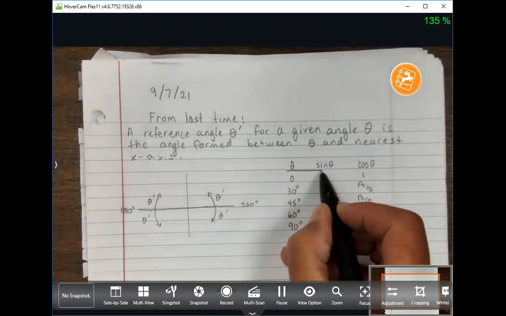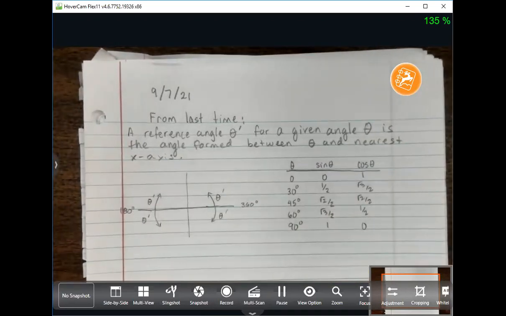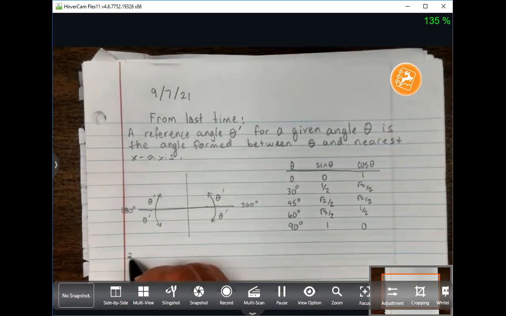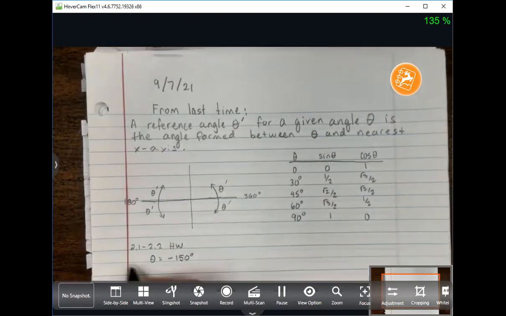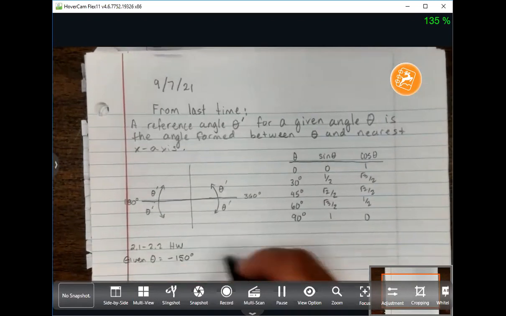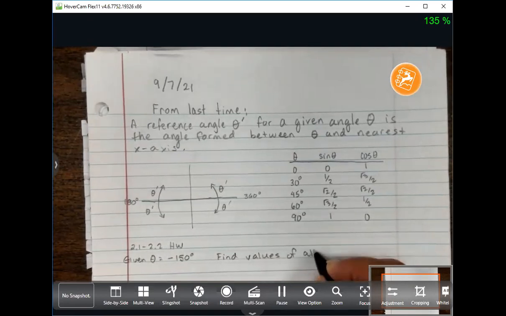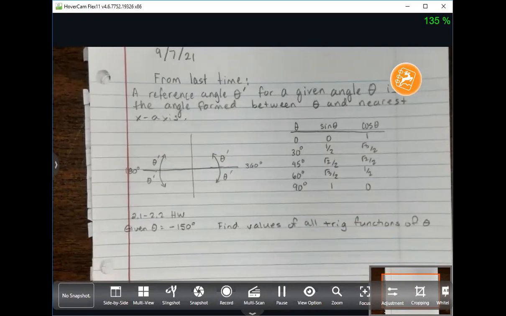Okay, did you find your question? Yes. It's on section 2.1. It's giving us theta equals -150. Find all 6 trig functions of -150? Yes. Okay. Given this, find the values of all the trig functions of theta. So what we have to do is see if we can plot that to decide what quadrant that one's in.